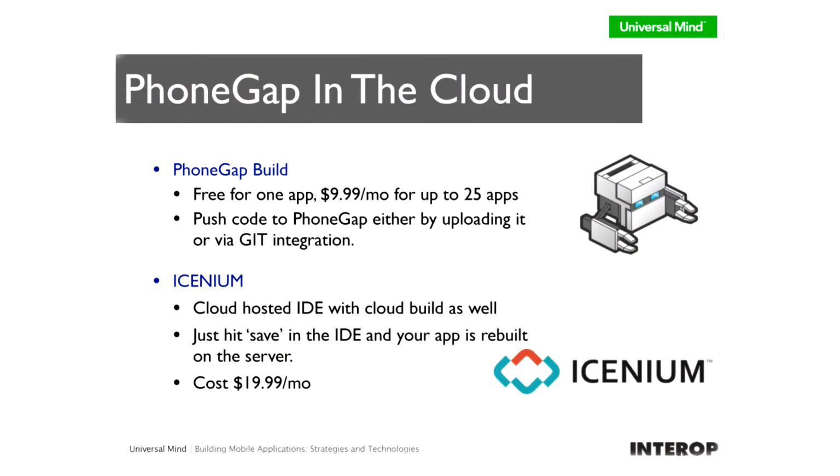Two options here for PhoneGap in the cloud. One is PhoneGap Build, which is free for one app and $9.99 a month for up to 25 apps. I think they have some team options and so forth. You can either upload a zip file with all your code in it, and it'll build on that. Or if you're using a source control configuration like GitHub, they will integrate with that as well.